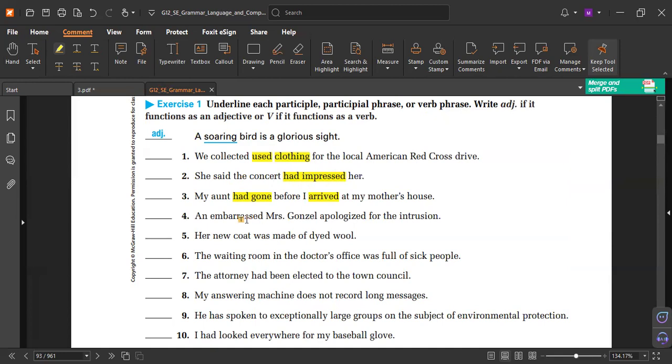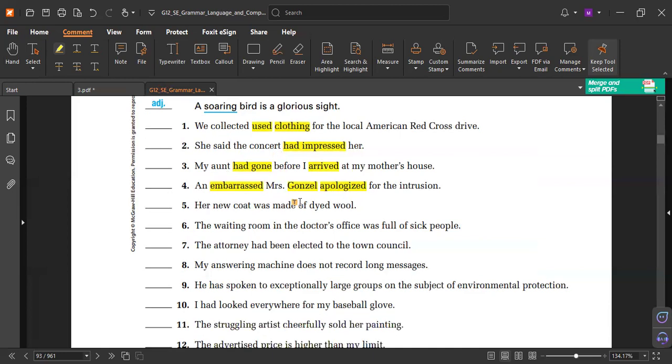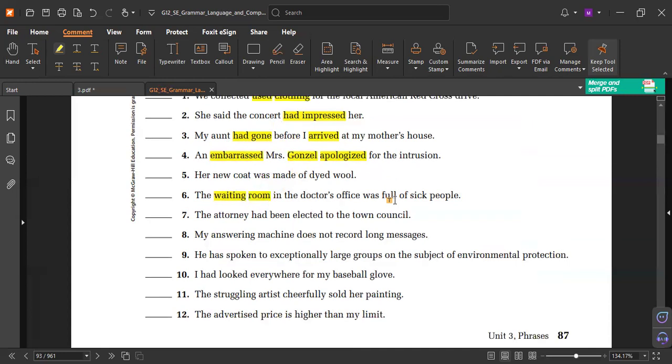Look, an embarrassed Mrs. Gonzal. An embarrassed, an adjective to the noun. And Mrs. Gonzal apologized. This is the verb. This is an adjective to describe her. That's why the adjective describes a noun, like waiting room. But here it's a verb. Here again, he has spoken, verb. Now do you understand the verb? Look, an adjective.